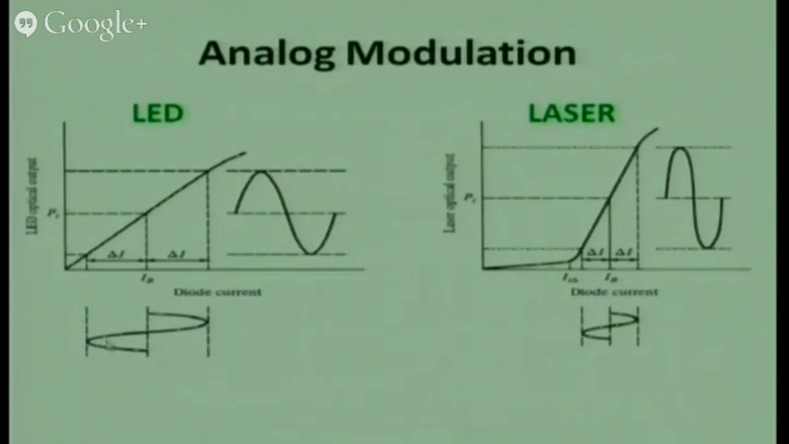Right? So this is how the analog modulation works. In the case of LEDs, if you have an input current like this, the light output goes like this. Same situation: you have a small current change in the laser setup, but it gives me a larger output variation in the light, right?